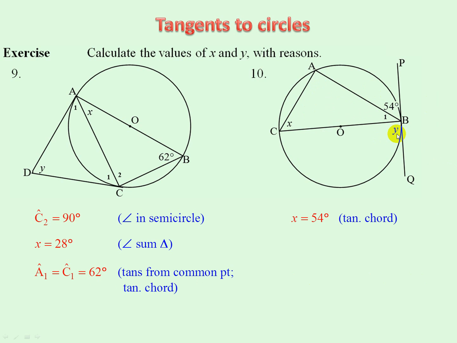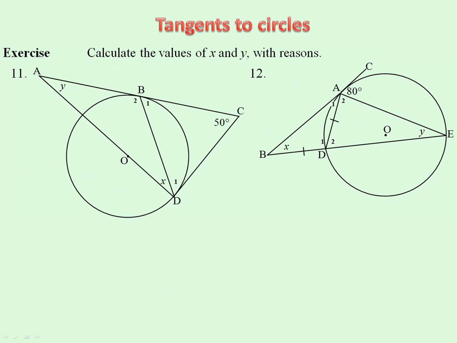Now we need to find y. Well, there's a tangent there, and there's a radius there. 90 degrees. Radius tangent.